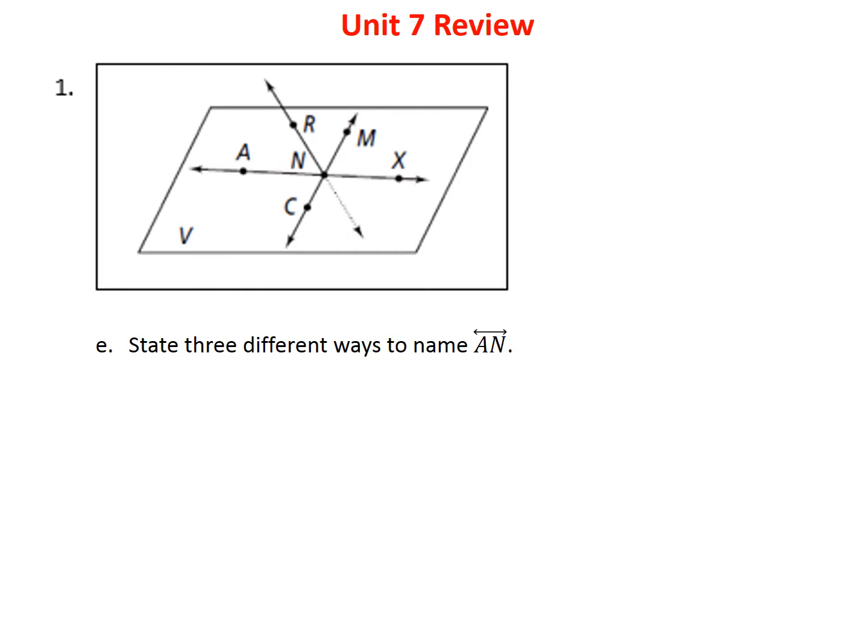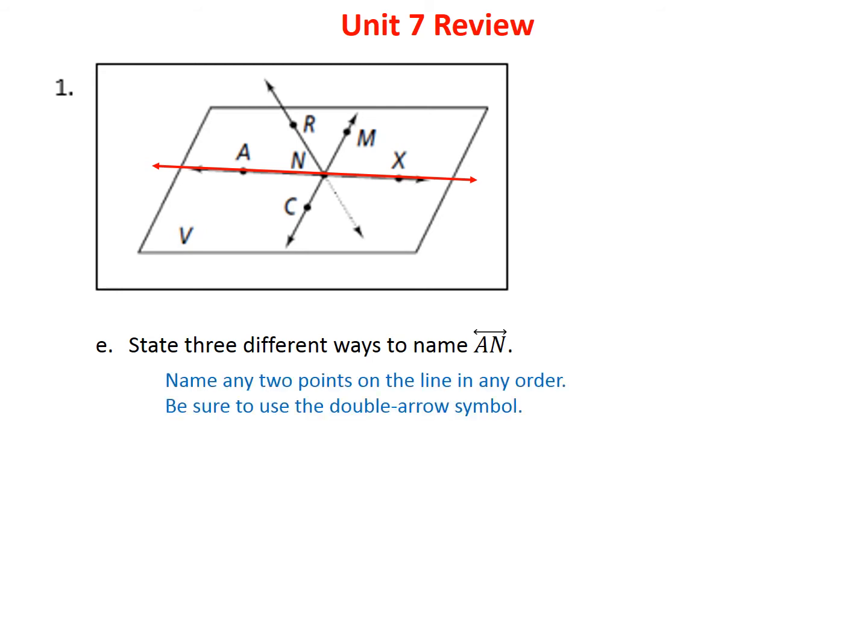Problem 1e asks us to name 3 different ways to name the line AN. Notice it has a double arrow indicating that it's a line. And there it is on the diagram. And remember, we can name a line because it goes in both directions using any 2 letters on the line and any direction. We got to make sure we use the double arrow symbol to make sure it's indicating that it's a line. For example, there's A, N, and X. Any 2 of those letters I can use. So I could use AX, or I could turn around and say XA. I could also do AN, or turn it around and do NA. And I could finally do NX and XN. So there's 6 possible combinations for naming that particular line.